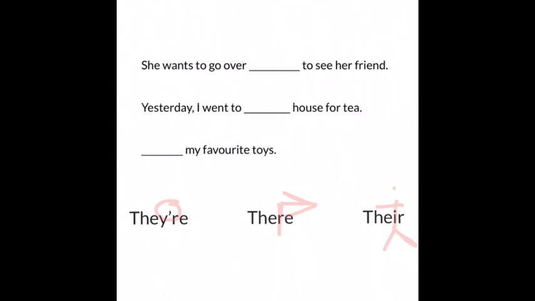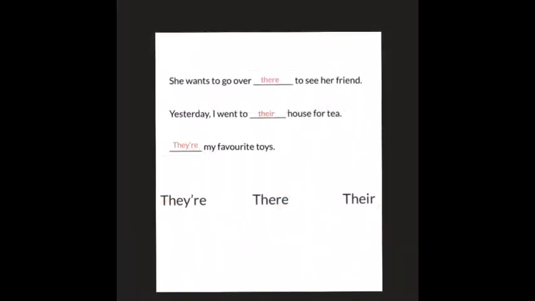The second one, yesterday I went to their house for tea. So again, think about which homophone you would use. And the third one, they're my favourite toys. So I want you to have a look carefully and write those sentences, filling in the gaps for me. Now let's have a look together. Here's our final sentences if you want to check your work. So the first one was there, as in over there, without R-E. The second one was their, as in E-I-R, it belongs to them. And the third one was they're, as in they are, with apostrophe R-E.